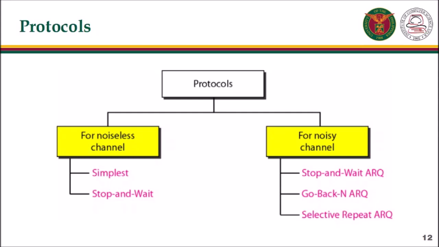Additionally, there are 5 protocols defined for the data link layer to deal with flow and error control. We can divide it into 2, one for noiseless channel, the other for a noisy channel. For the noiseless channel, we have simplest and stop and wait. For the noisy channel, we have stop and wait ARQ, go back N ARQ, and selective repeat ARQ. Although the first three protocols are still used at the data link layer, the last two have disappeared.